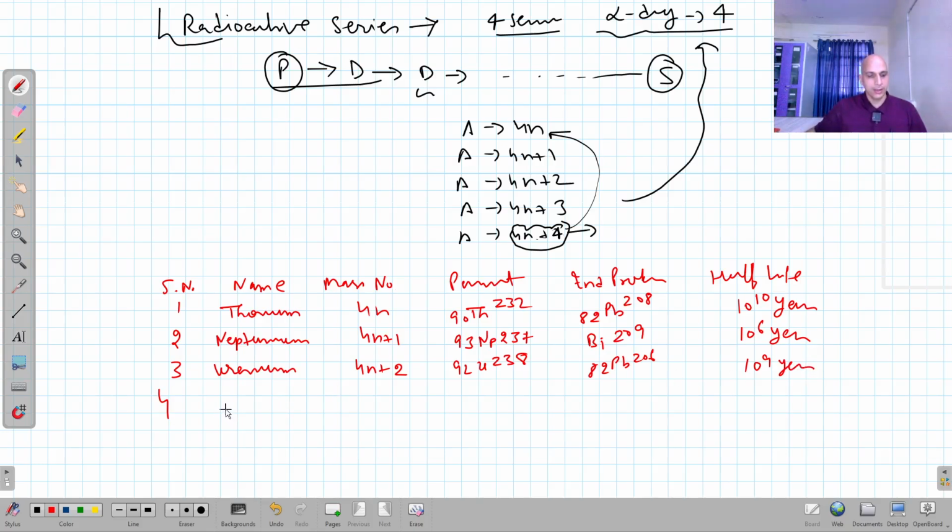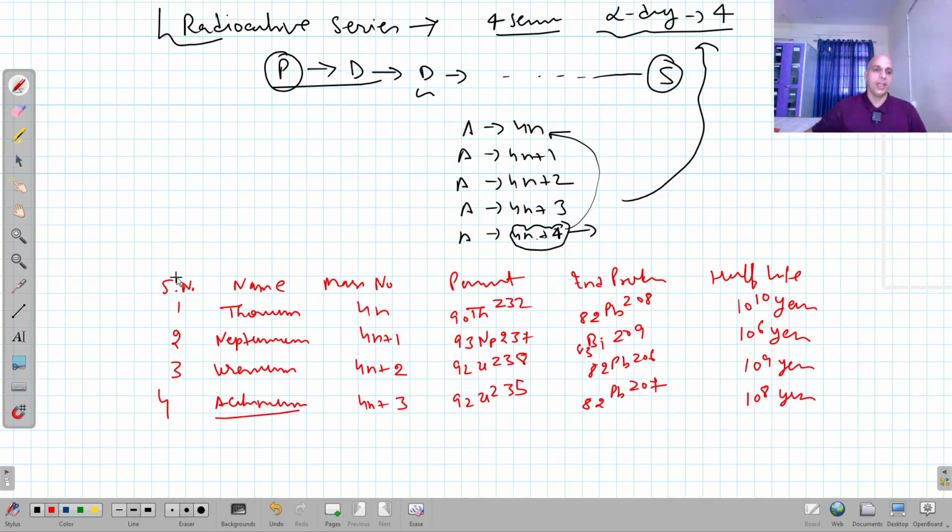The last one is again uranium, or we can call it the actinium series, 4n plus 3. We also call it the uranium series because it also starts with uranium, but it is U235. Otherwise, it is actinium, right? The end product is 82 lead 207. It is 83 bismuth, right? And 10 raised to power 8 years.